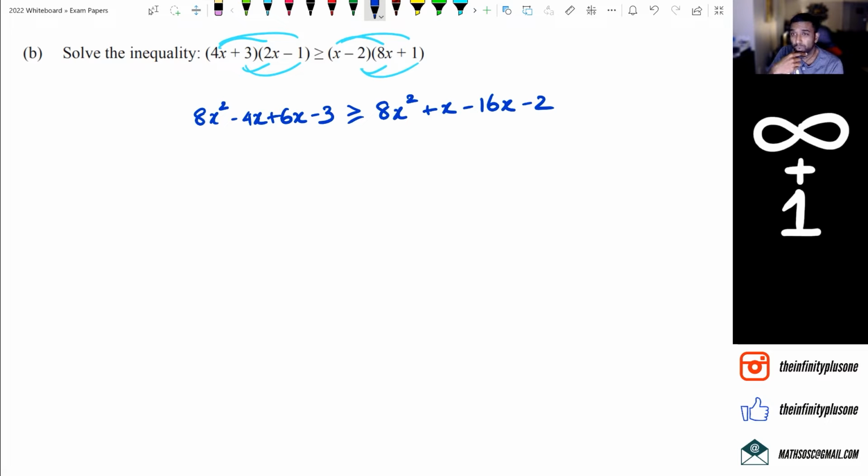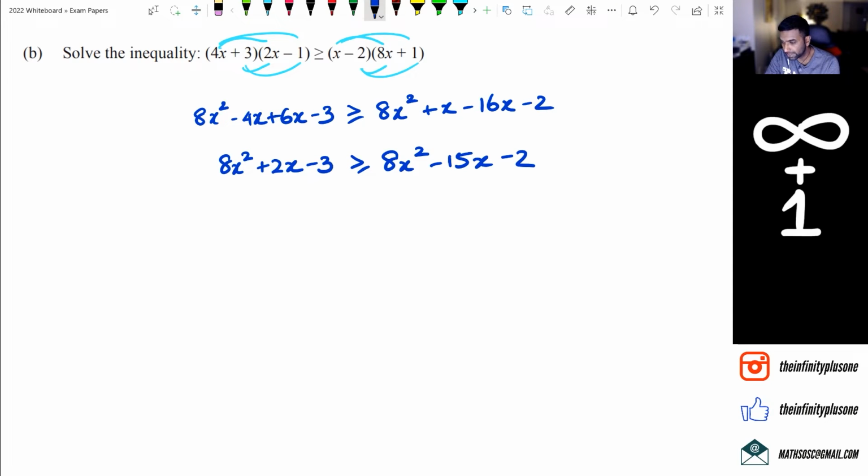Now at this point, whenever you're dealing with a quadratic, just simplify it. Those middle terms, you've got to simplify them, otherwise you get pinged for not simplifying. So I'm going to simplify this fairly early. So what do we got? Plus 2x minus 3 is greater than or equal to 8x squared minus 15x minus 2.